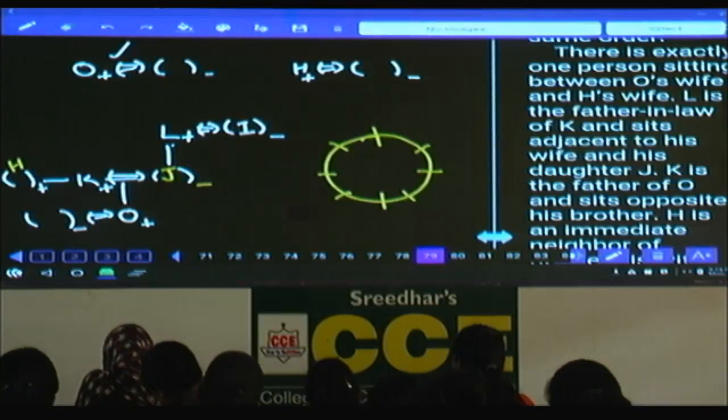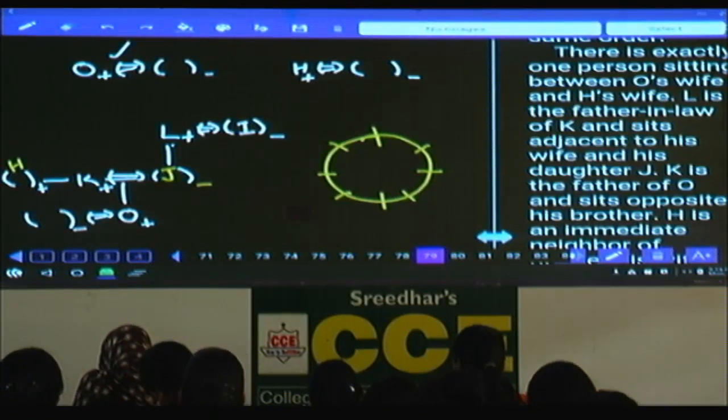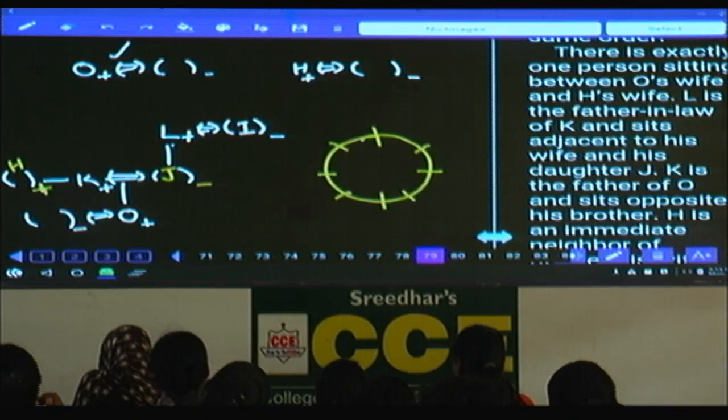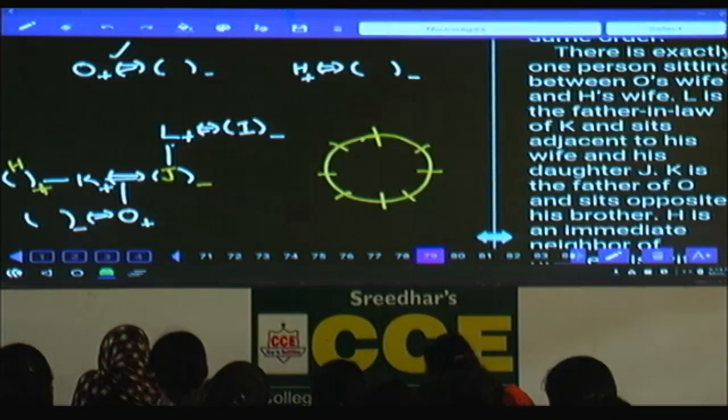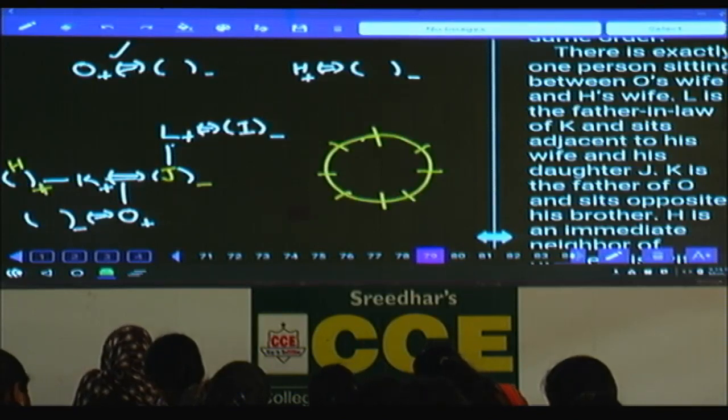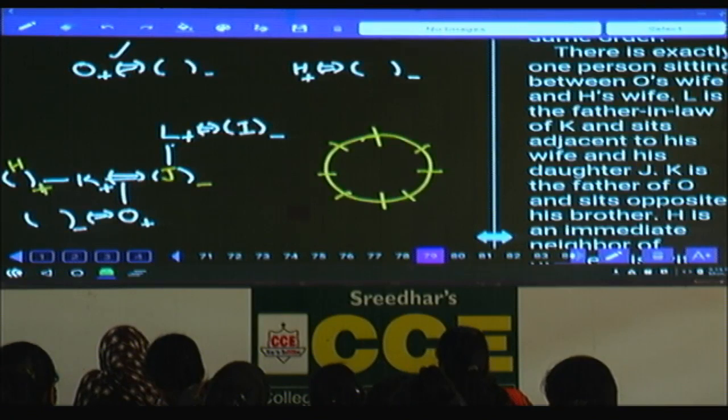Because this person is a male, K's brother is there. Now K's brother is none other than H, who is the only male person left over. 1, 2, 3, 4, 5, 6, 7. That means K and H are siblings to each other. And this H has a wife as well, isn't it? H is married to someone else.